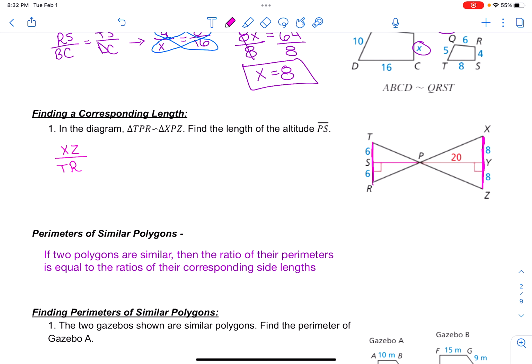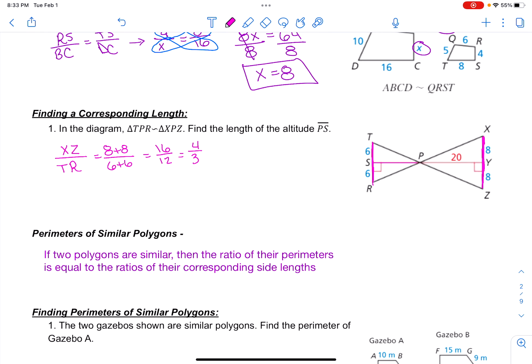They're in the same position. So XZ is going to be that whole side. So that's going to be 8 plus 8. And then TR is going to be 6 plus 6. So we have to add those two pieces together to get that full side length. So that gives us 16 over 12. Remember, always simplify your fractions because it's just going to make life a lot easier. So 4 goes into 16 4 times, and it goes into 12 3 times. So our scale factor for these triangles is 4/3.